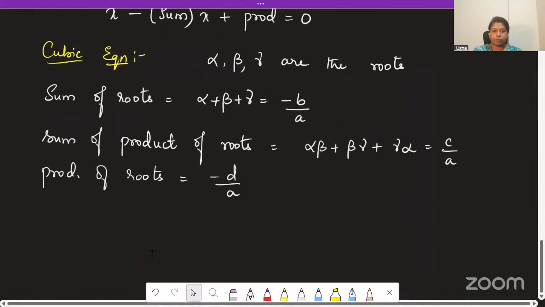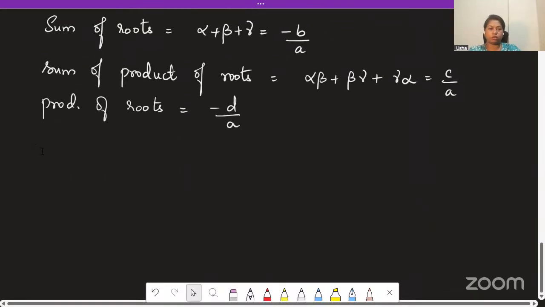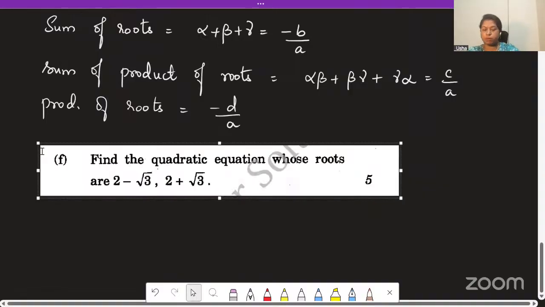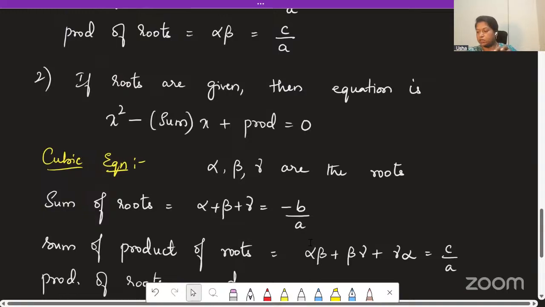Okay, right. Now we will solve. Now all your equations based problems will be using these concepts only. It's just you have to understand how to solve.